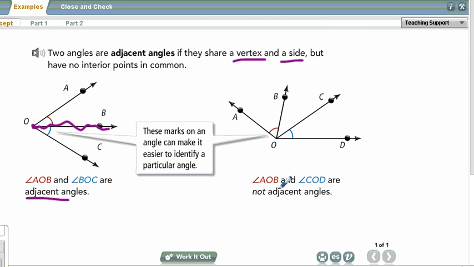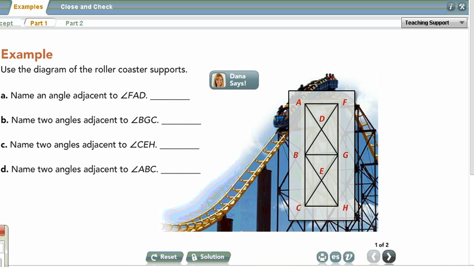Now if we come over here and we look at angle AOB, we see the vertex is right here. And if we look at COD, whoops, didn't quite make it to the vertex, did I? We see that they have a common vertex of O, but they don't have a side in common, so they are not going to be adjacent angles. As we proceed, just remember adjacent angles are literally right next to each other.